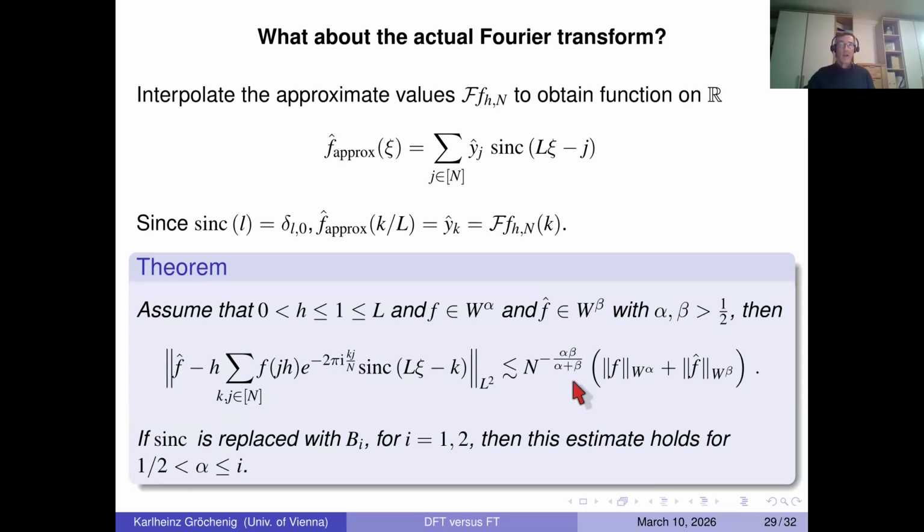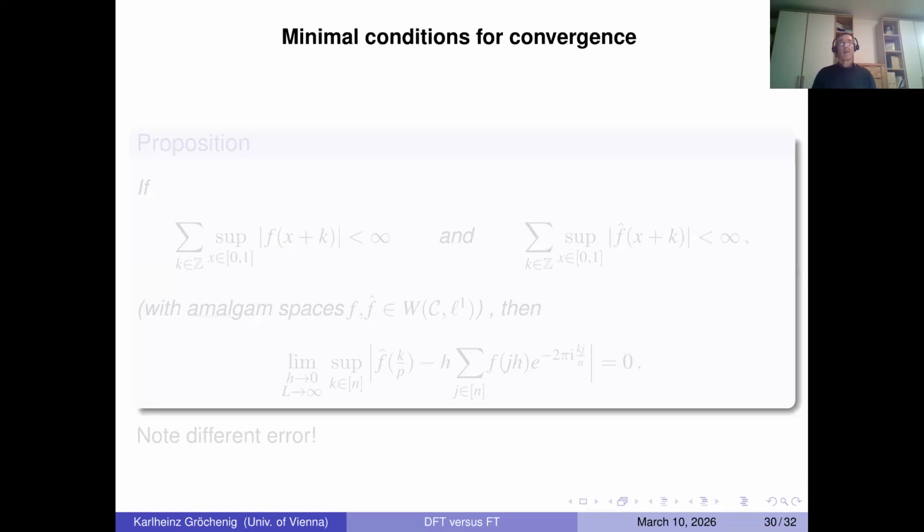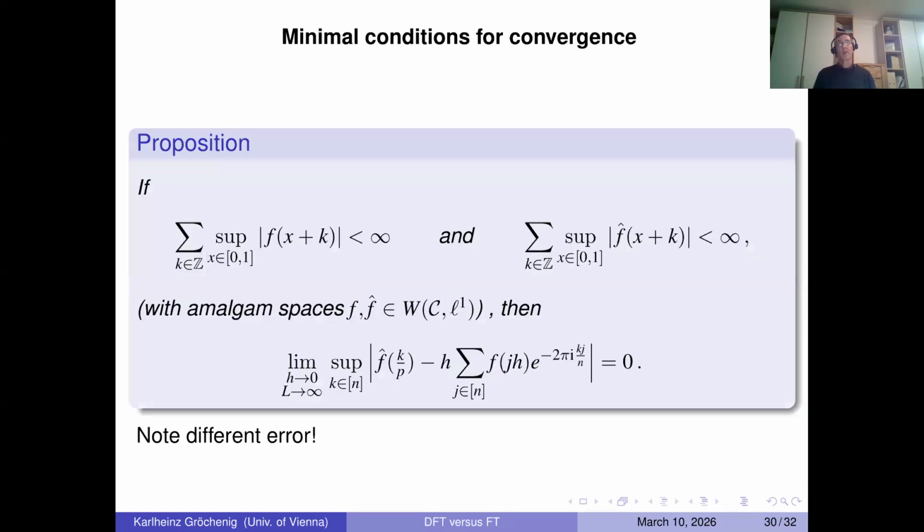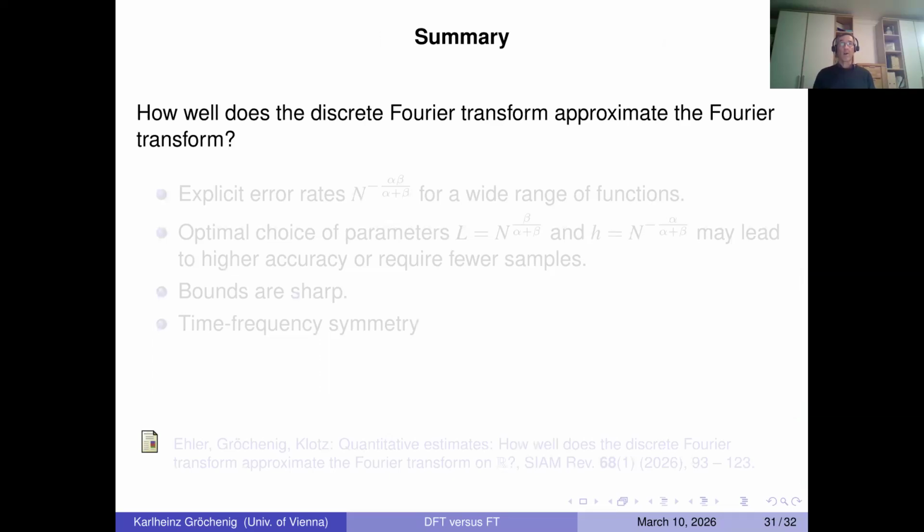If you interpolate linearly, say with a hat function, then you have saturation, and the alpha should only be from 1/2 to 1. So whatever you do, you get the same error rates as for the discrete version. Anything else? I think I should stop here. So you could ask for minimal conditions when this procedure converges at all. And with that, I just summarize.